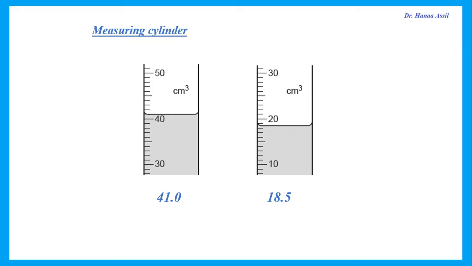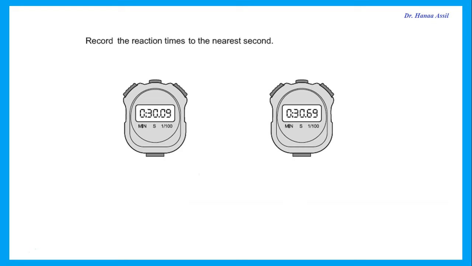So the second reading here is what? It's between 18 and 19, so it's 18.5. Remember, you're looking at the bottom of the meniscus. So that means the first one has to be 41.0, not just 41.